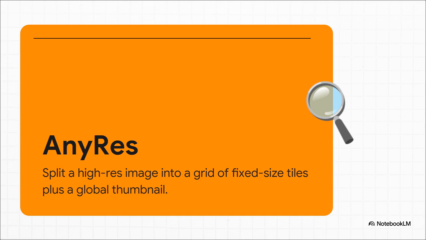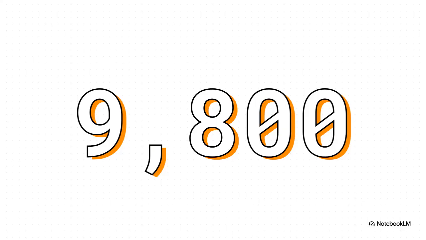Given a high-resolution image, it dynamically tiles the image into a grid, like a 2x2 or 1x3 layout, whatever best fits the original aspect ratio. Each of those tiles is processed, and then it adds a fully resized thumbnail of the whole image on top. So the model gets the best of both worlds. It sees the really high-fidelity local details in the tiles and the global context from the thumbnail perfectly. But, wait for it, there is a massive catch with AnyRes.